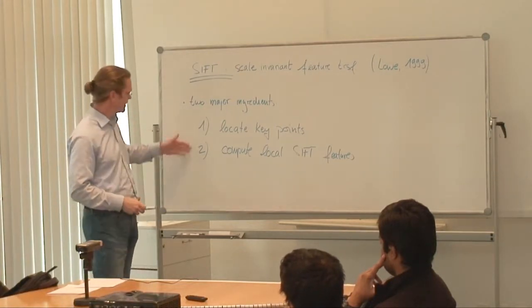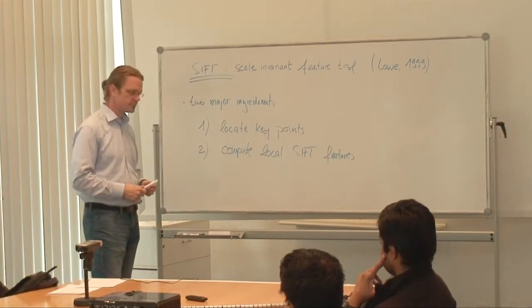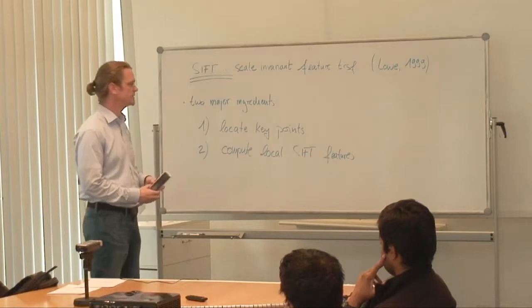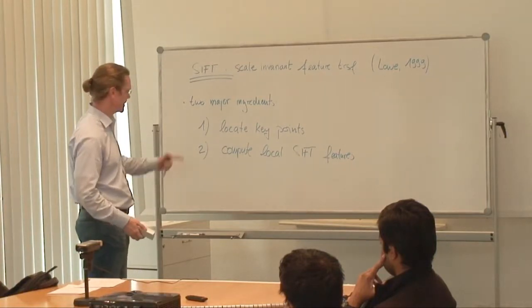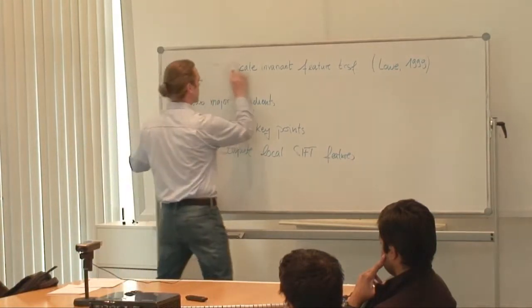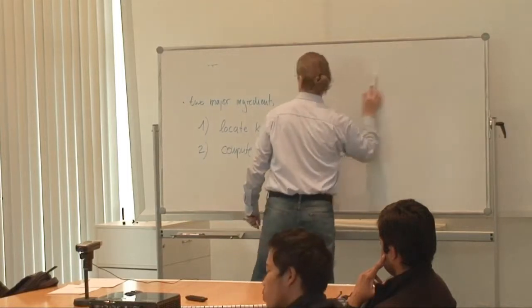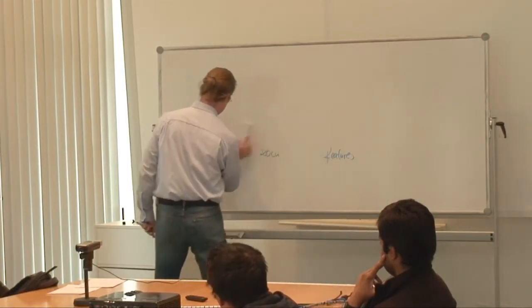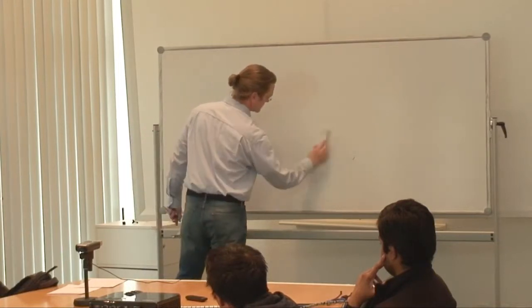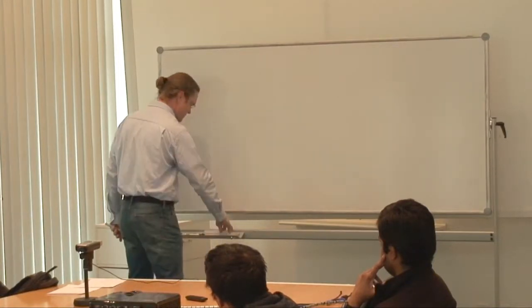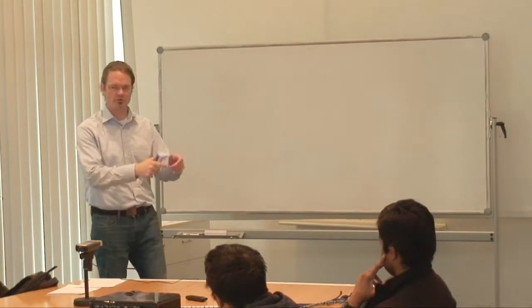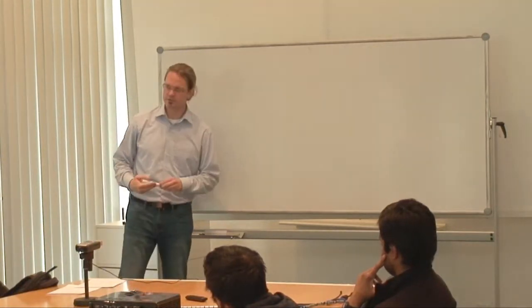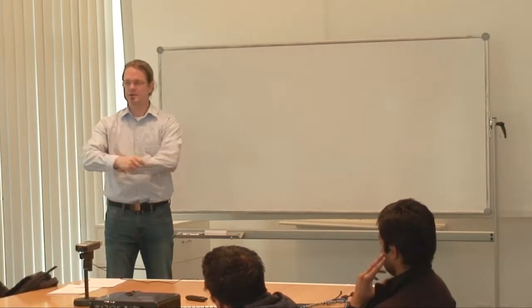Now let us look at these two steps separately. First, how did David Lowe propose to locate key points? Why would I actually single out this SIFT approach? Last time I singled out the Harris approach to corner finding. Now I'm singling out the SIFT approach to blob finding.